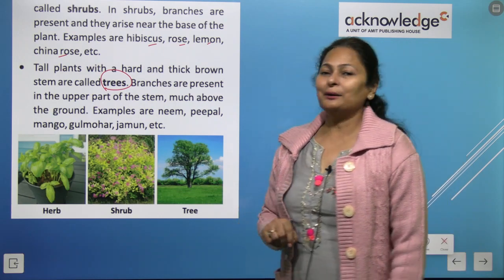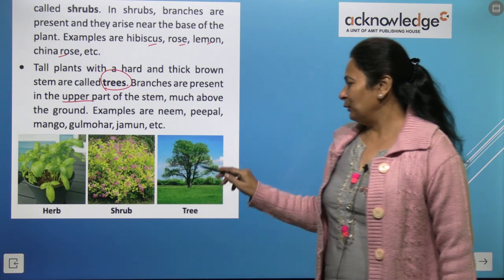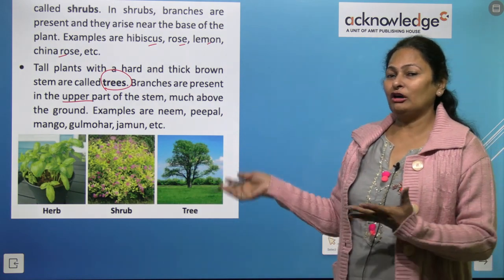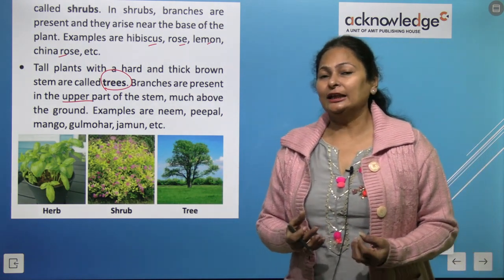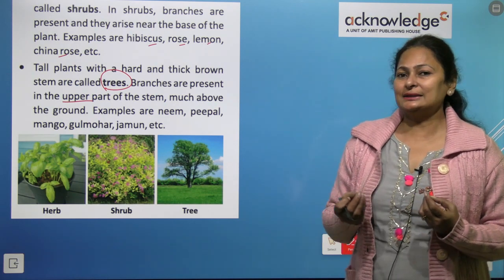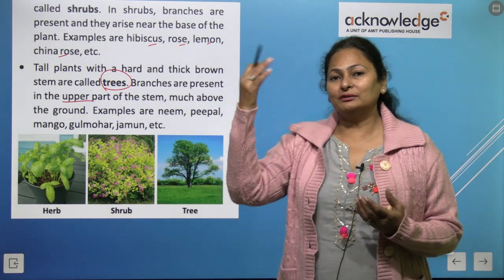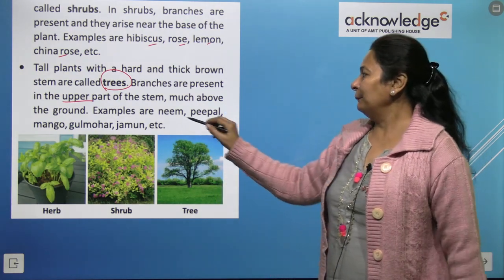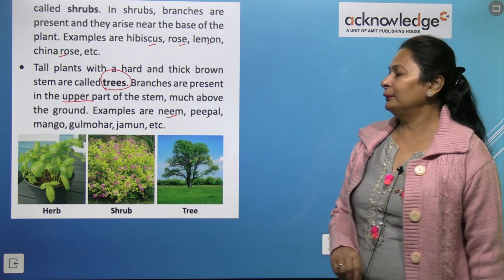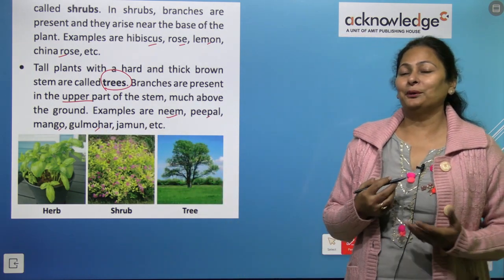So branches are present in the upper part of the stem. You can see the picture of a tree, and you must have seen trees in your surroundings, right? So the branches grow above the ground. Examples: neem, peepal, mango, gulmohar, jamun, etc.